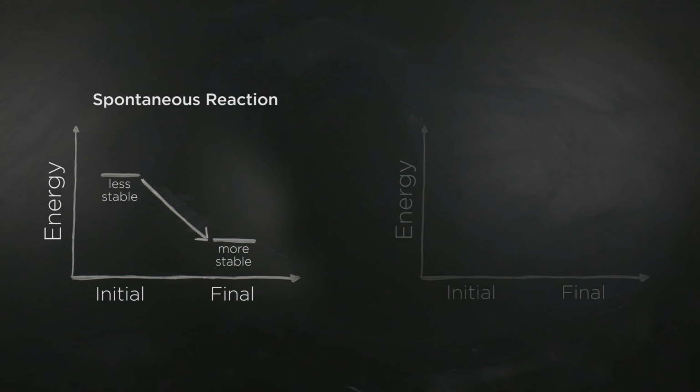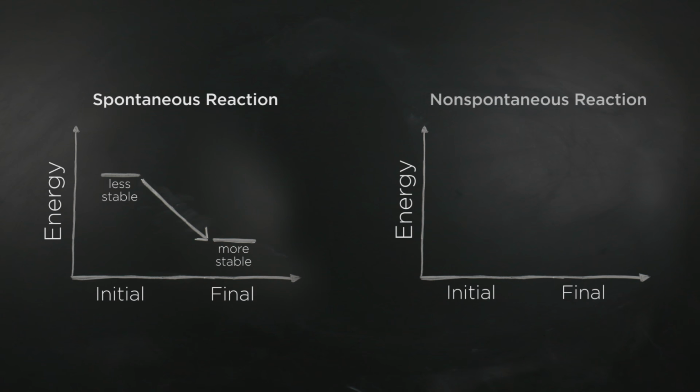On the other hand, the reaction direction of a non-spontaneous reaction is the opposite. The initial state is at a lower energy and a more stable state, and the reaction direction towards the final higher energy and less stable state is not favorable. The only way to move towards the less stable state is with the input of energy, such as through heat.